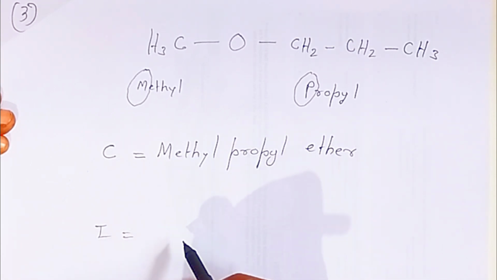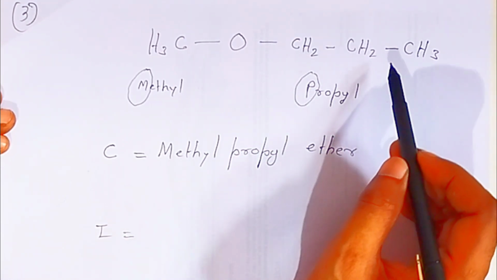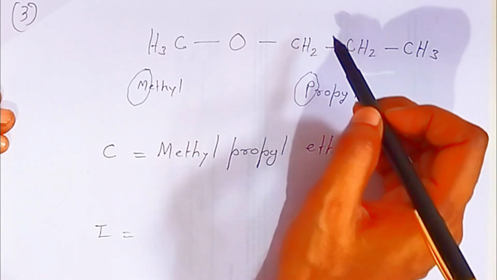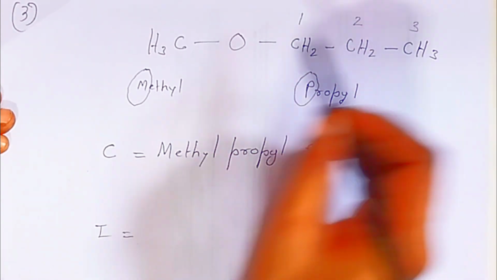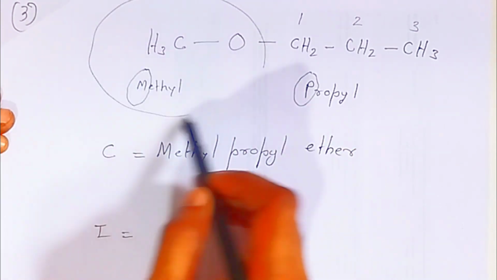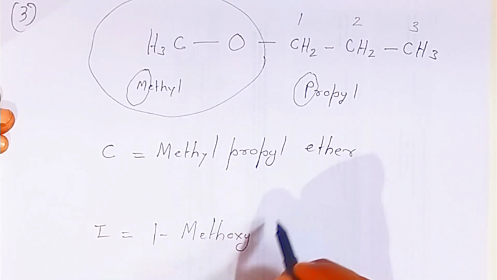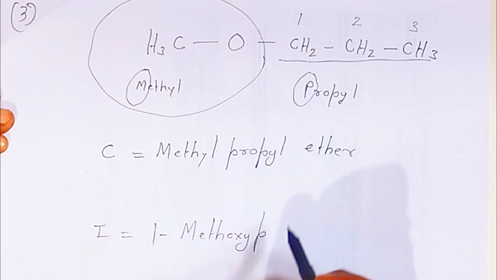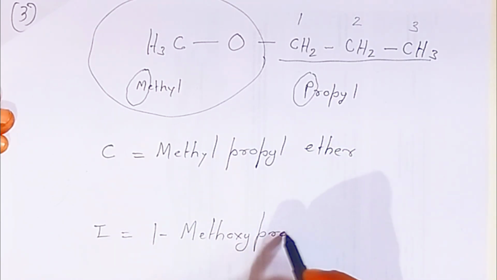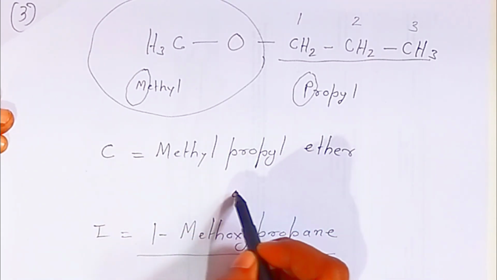For that you have to start the numbering. Students, you will see the largest number of carbon to which oxygen is attached. So this propyl is what? The largest number of carbon. So this carbon we will name first carbon, this is second, this is third. First carbon is containing the methoxy group. So we'll write 1 methoxy propane. Since it is containing 3 carbon, if an alkane is containing 3 carbon, we call it propane. So 1 methoxy propane will be the name of this molecule. 1 methoxy propane is nothing but methyl propyl ether.